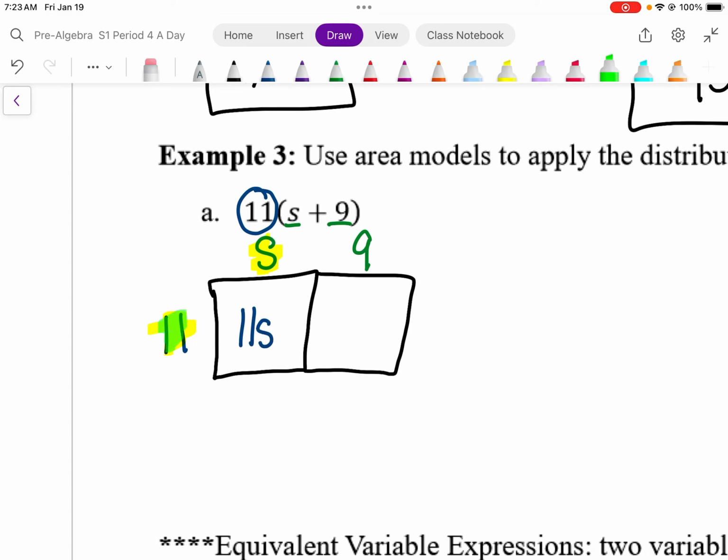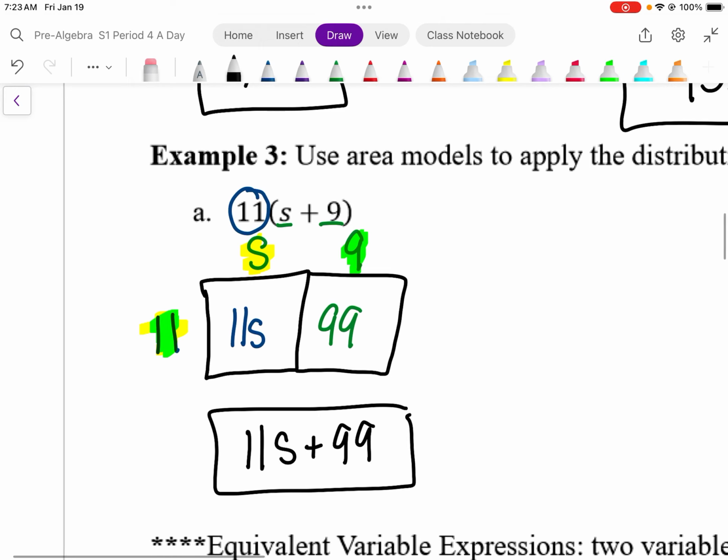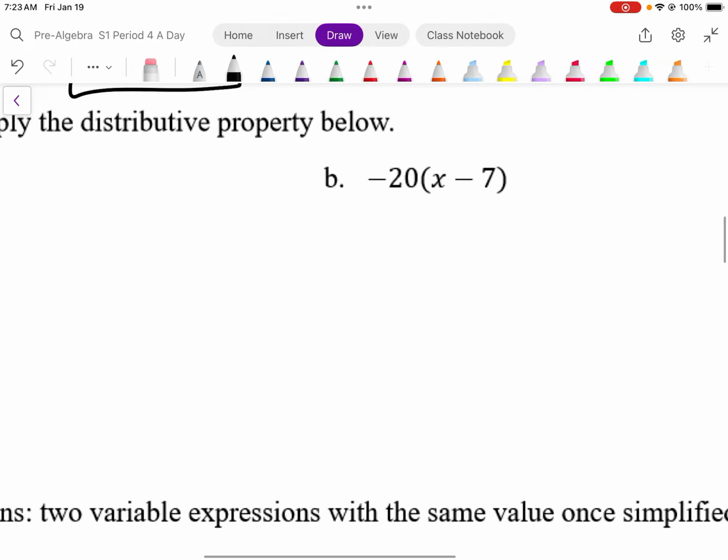Then we're going to take 11 times 9. And 11 times 9 would be 99. So then anything that's inside these 2 boxes, that would be your answer. So our answer is going to be 11s, and the 99 was positive, so we would put plus 99. And that would be your final answer. So if it's helpful to break it up like this, where you draw the boxes and then do the multiplication, you can do that. All right, let's do our next one.